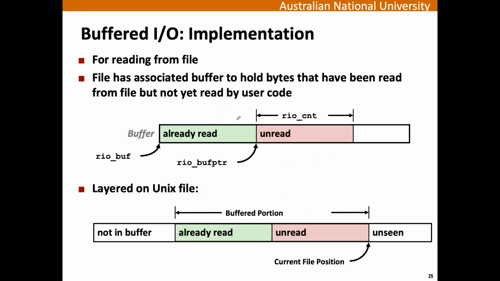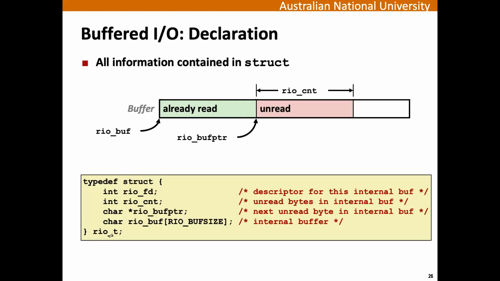Okay, so I'm not going to go over all the code that is used to implement all this. The key data structure is a struct, rio_t. This is the buffer that I'm talking about. This is the extra buffer that is maintained inside this package.